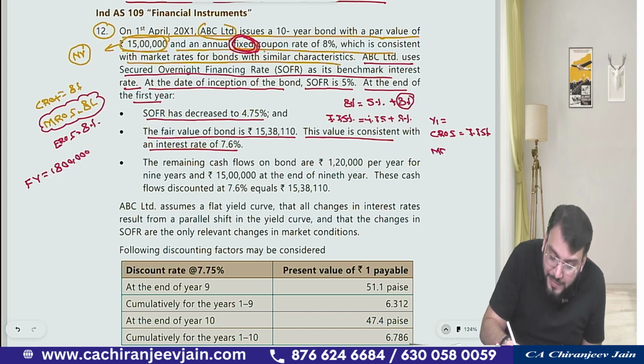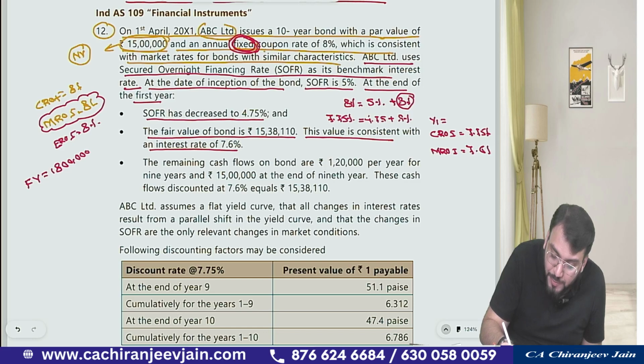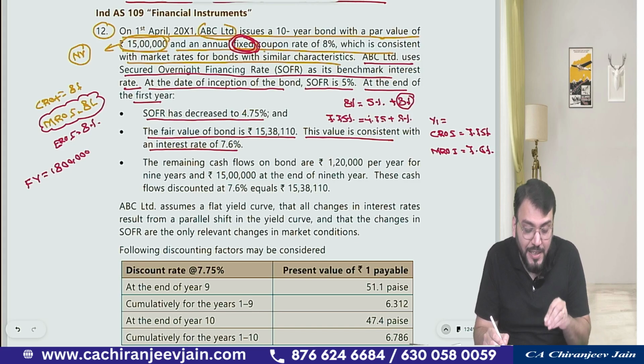Now the market rate of interest becomes 7.6%, and the fair value based on the market rate of interest is now 15,38,110. How have they calculated this? Let us understand.